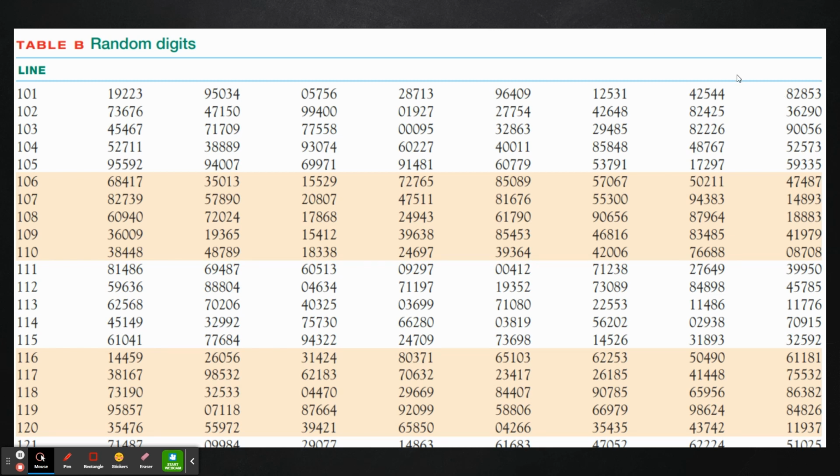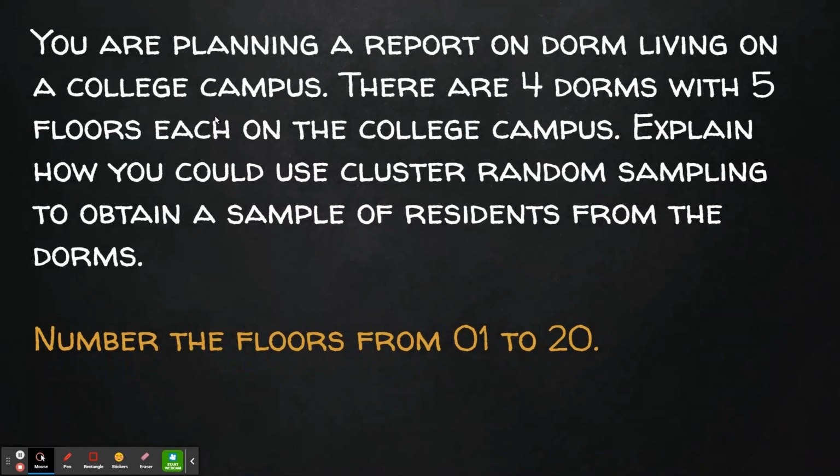Whenever you're using a random digit table, you want to start from the first row unless you're told to do otherwise. You're going to move from left to right, grouping the digits as needed. If you get to the end of a row, you need to start down with the next row below it. Let's run through a couple of examples.